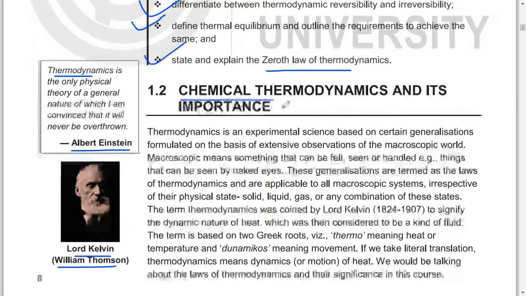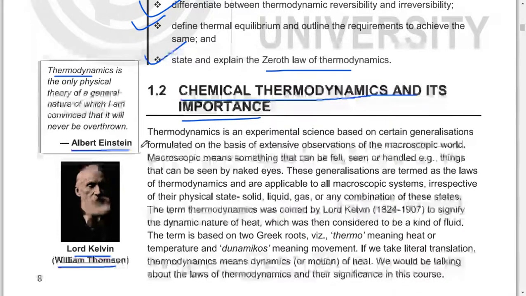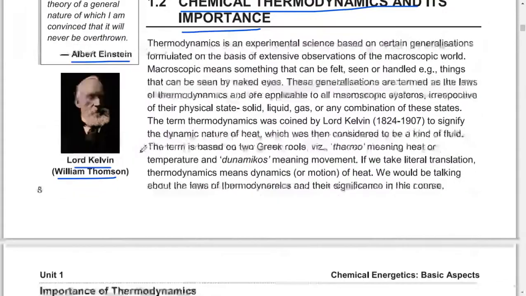Chemical thermodynamics and its importance. Thermodynamics is an experimental science based on certain generalizations formulated on the basis of extensive observation of the macroscopic world. Macroscopic means something that can be felt, seen or handled, for example, things that can be seen by the naked eye. These generalizations are termed the laws of thermodynamics and are applicable to all macroscopic systems, irrespective of their physical state: solid, liquid, gas, or any combination of these states.